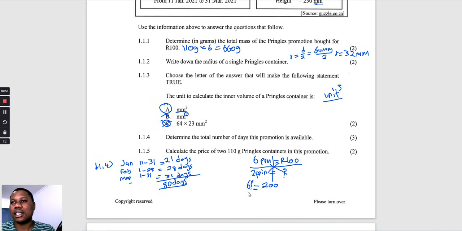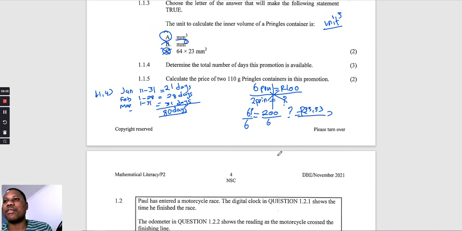This is the question mark here. We need the value of the question mark. Then we divide here by 6. Since we divided by 6, we come here, we also divide by 6. So our question mark is equal to 200 divided by 6, which is 33.33, meaning that 2 containers of Pringles will cost 33 rand 33 cent. Okay.